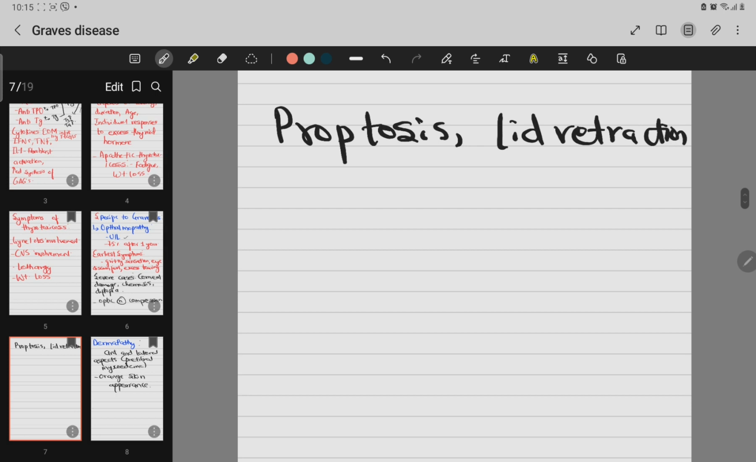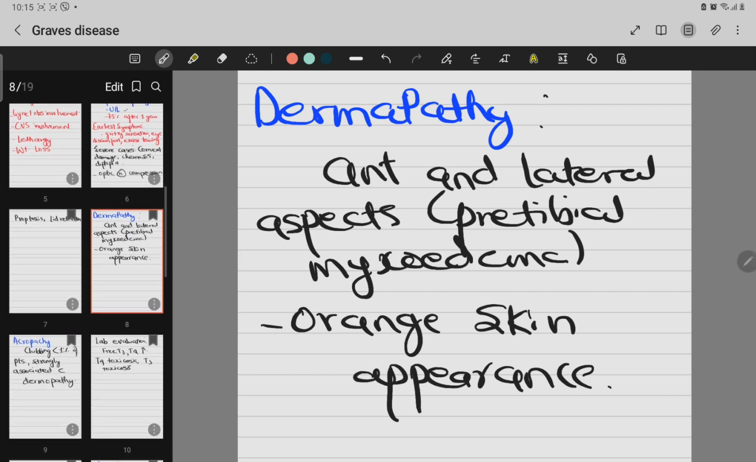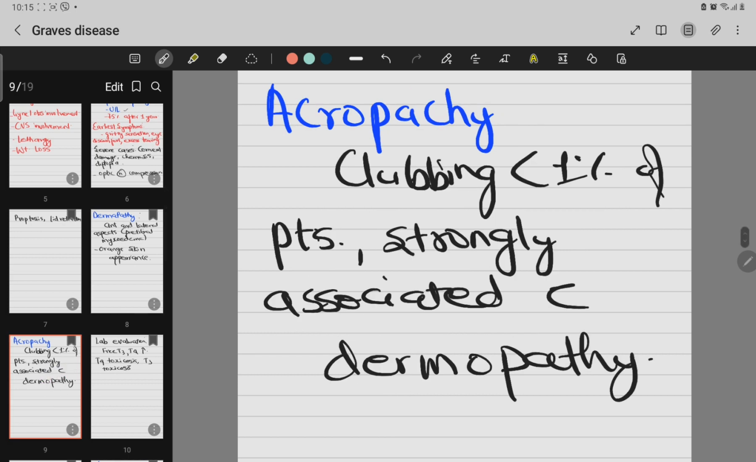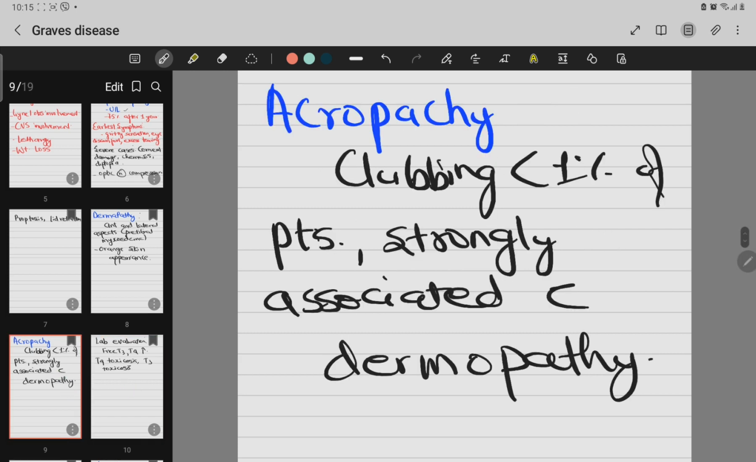Also there is proptosis and lid retraction. In dermopathy, there is involvement of the anterior and lateral aspects. Glycosaminoglycans deposit in the dermis. As a result, there is pretibial myxedema and an orange-peel skin appearance. There is also acropachy, clubbing, strongly associated with dermopathy. So we discussed three things: dermopathy, ophthalmopathy, and acropachy.